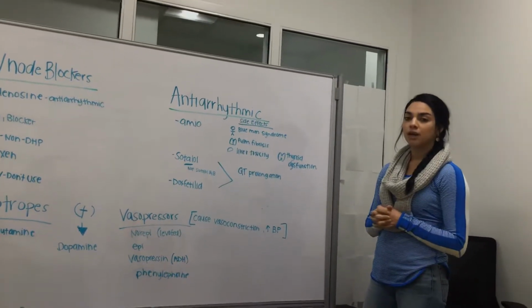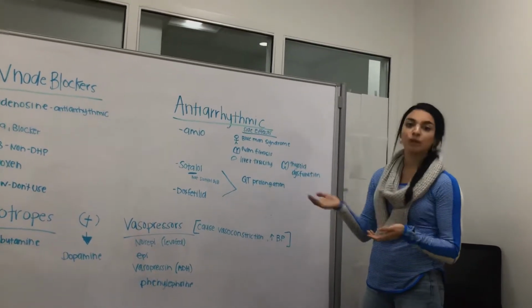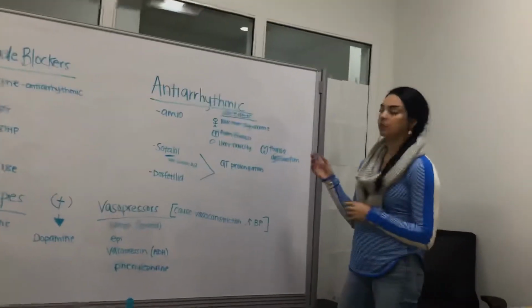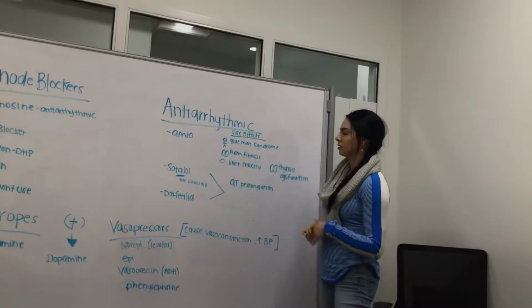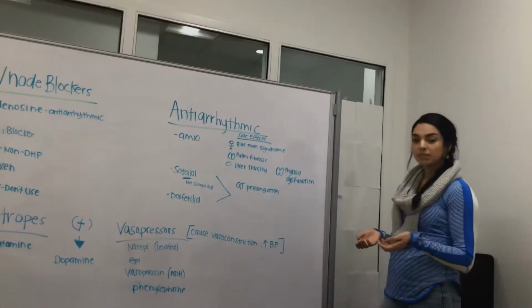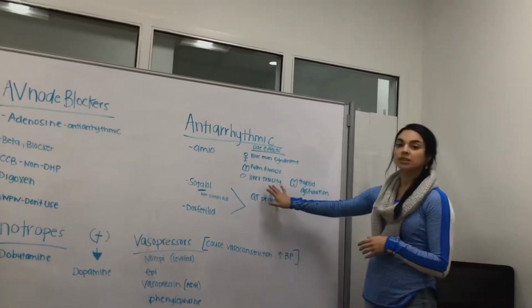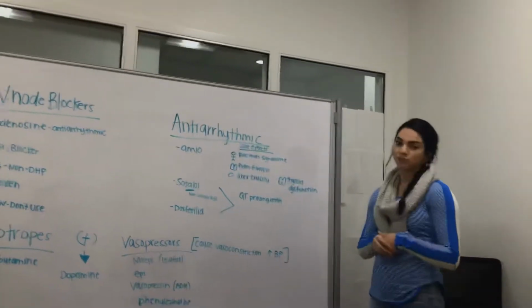So we're going to go ahead and start off with amiodarone, also known as Amio. And we want to show some side effects that come along with that. So you can have Blue Man syndrome, so we have Blue Man here. We have pulmonary fibrosis, and then you can also have liver toxicity and thyroid dysfunction with that.